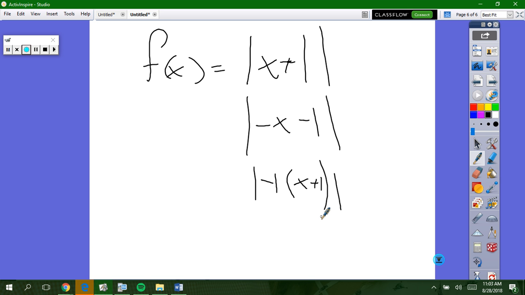So let's pick any number. Pick any number in the world. 10. What's 10 plus 1? 11. What's 10 plus 1, with a negative? Does the absolute value of 11 and negative 11 have the same distance?